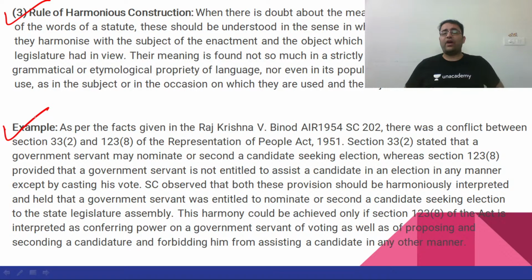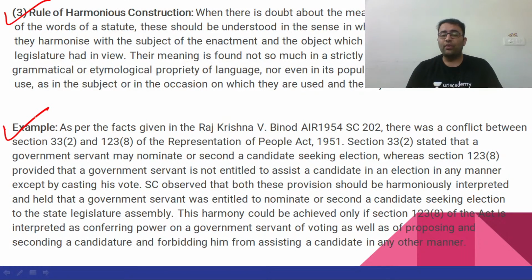As per the facts given in Raj Krishna versus Vinod, AIR 1954 SC 202, there was a conflict between Section 33(2) and 123(8) of the Representation of People Act 1951. Section 33(2) stated that a government servant may nominate or second a candidate seeking election, whereas Section 123(8) provided that a government servant is not entitled to assist a candidate in election in any manner except by casting the vote. So you see that Section 33(2) and Section 123(8) were of the same Act, the Representation of People Act 1951, and were in contradiction. So how was this handled by the Supreme Court?